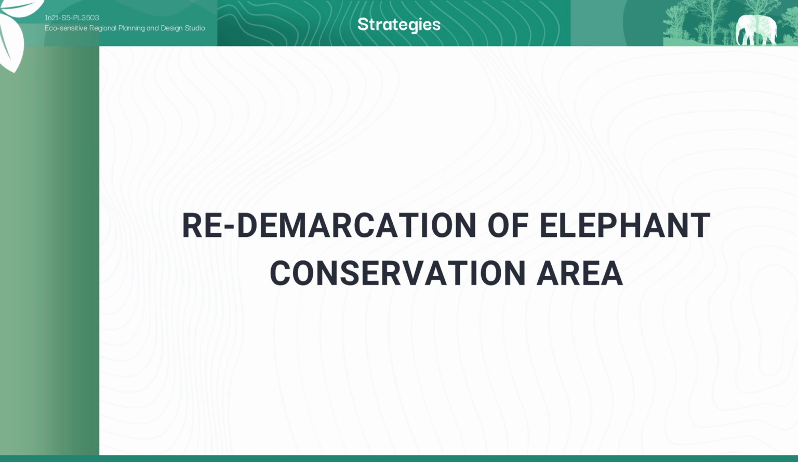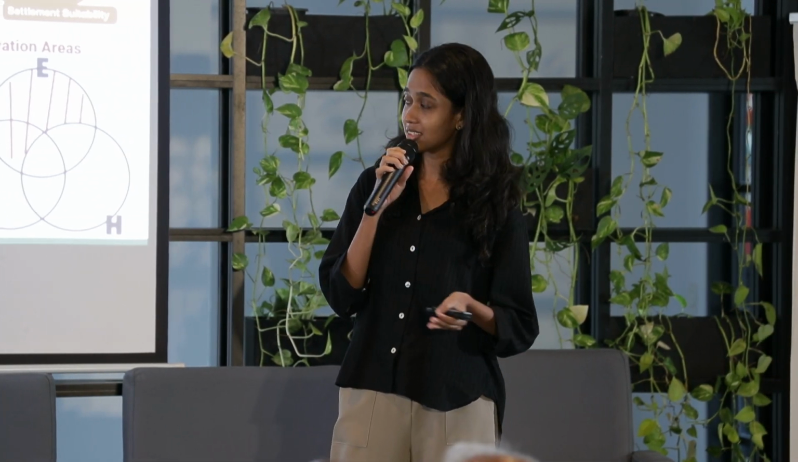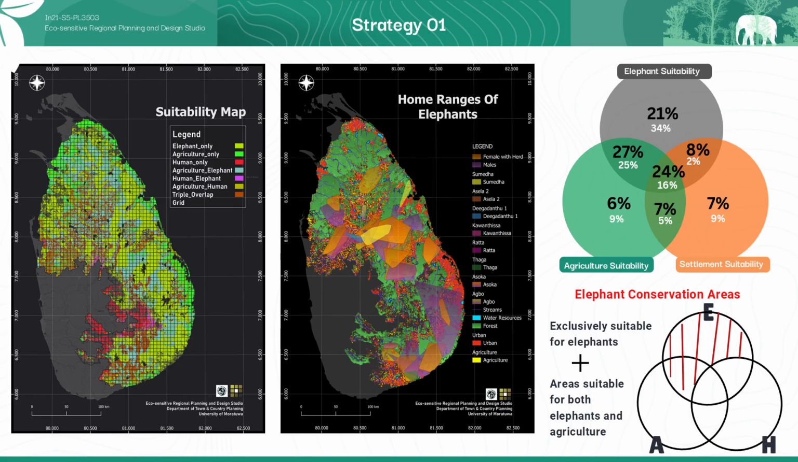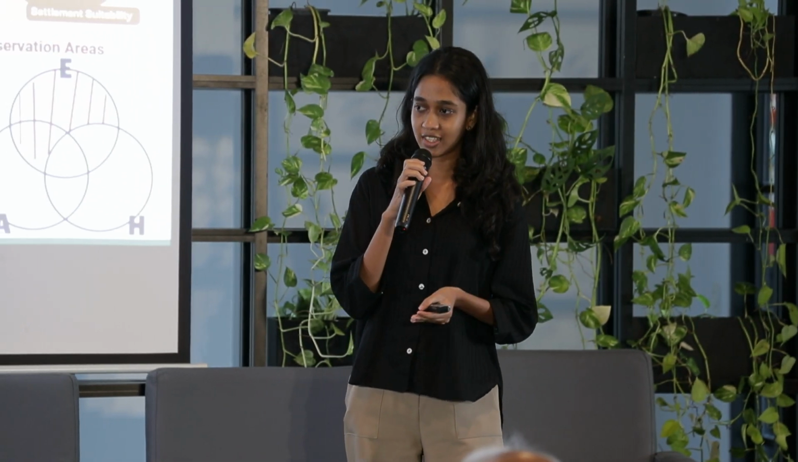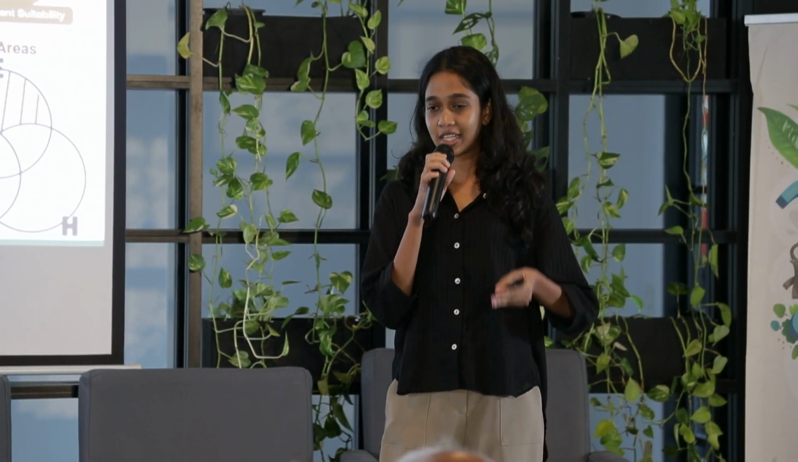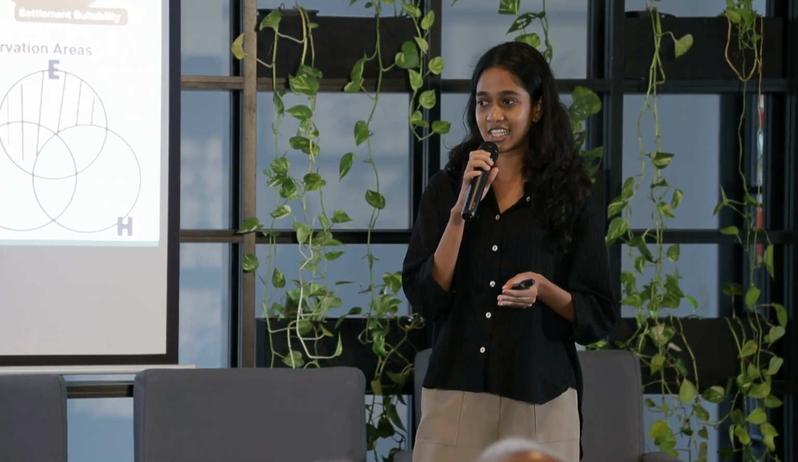Identify the most appropriate land for conservation. We utilize our suitability analysis of agriculture, elephants, and human settlements, prioritizing the exclusively suitable areas for elephants along with the agriculture-elephant overlapping areas. Why didn't we consider the other overlapping areas? Because the parameters we used to find suitable locations for human settlements have more urban characteristics, and we already know elephants naturally avoid human presence and the urban environment. So even though some areas might be environmentally suitable for elephants, demarcating them as a conservation area might not be effective.